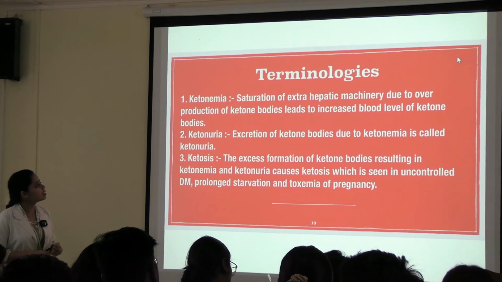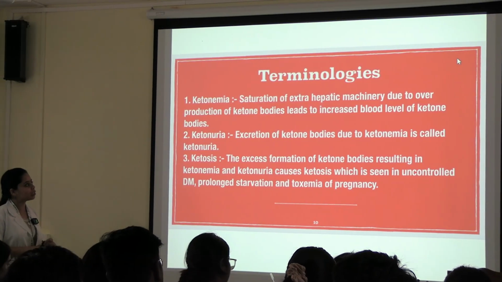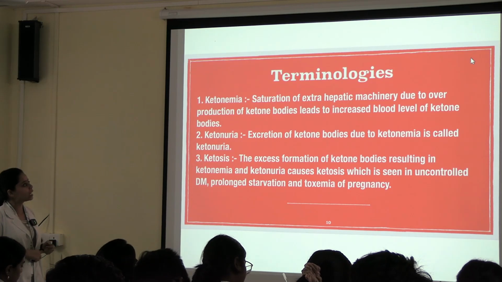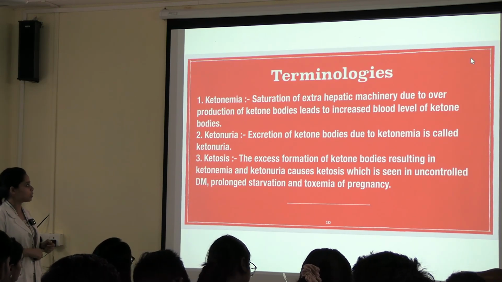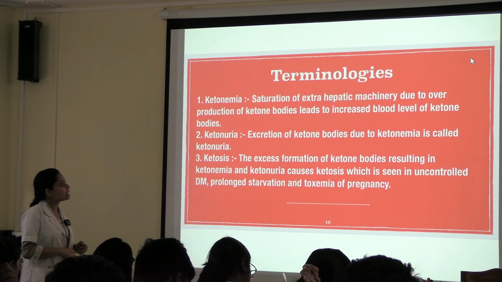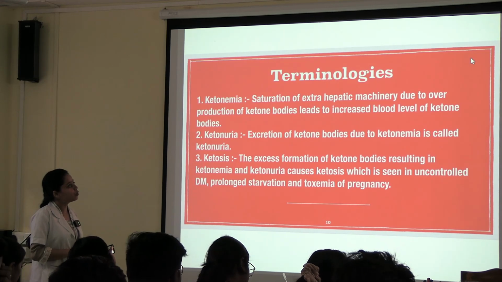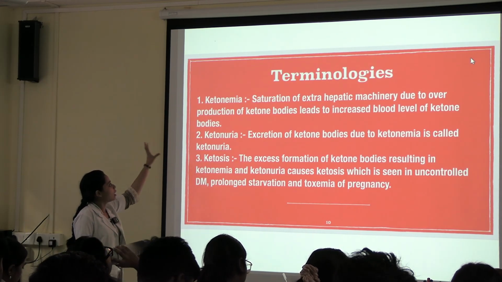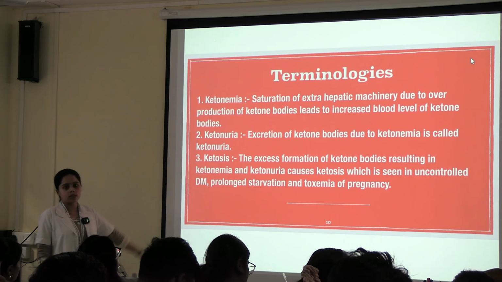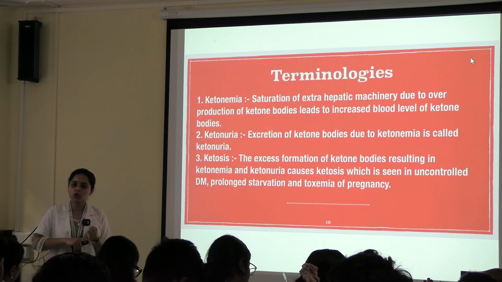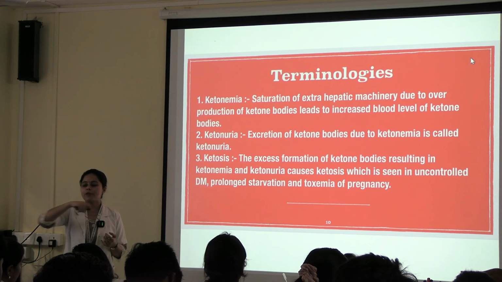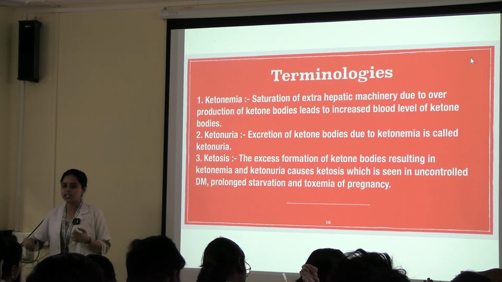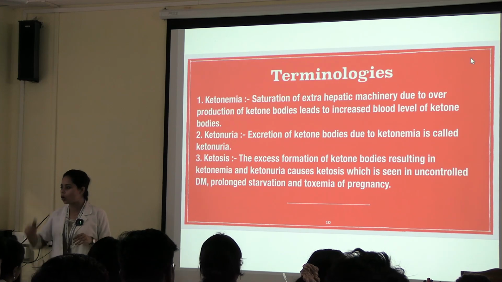Ketonemia is saturation of extrahepatic machinery due to overproduction of ketone bodies, which leads to an increased blood level of ketone bodies. Ketonuria is excretion of ketone bodies due to ketonemia. Now this ketonemia and ketonuria will cause ketosis. That means your blood and urine have ketone bodies, which will ultimately affect your system. System means the whole body, not any particular organ.